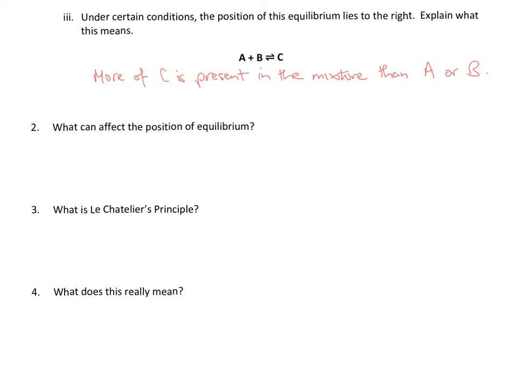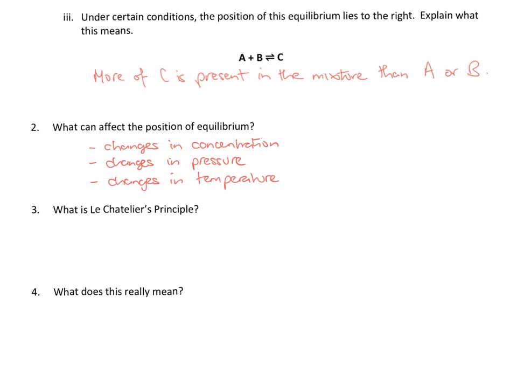Now, most questions that get asked in exams are typically about how this position, whether it lies to the left or somewhere in the middle or to the right, is affected by different conditions that we can change. So the three conditions that we are going to focus on, and how they affect the position of equilibrium, are changes in concentration, changes in pressure, and finally changes in temperature.